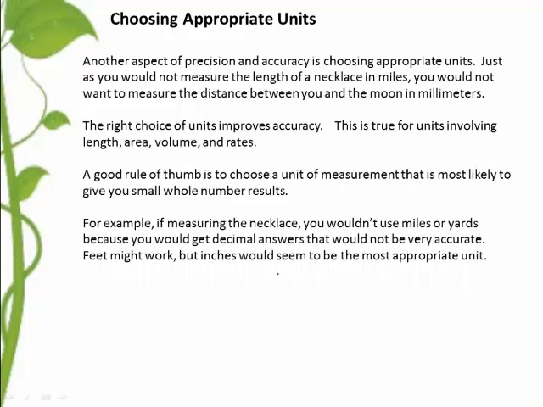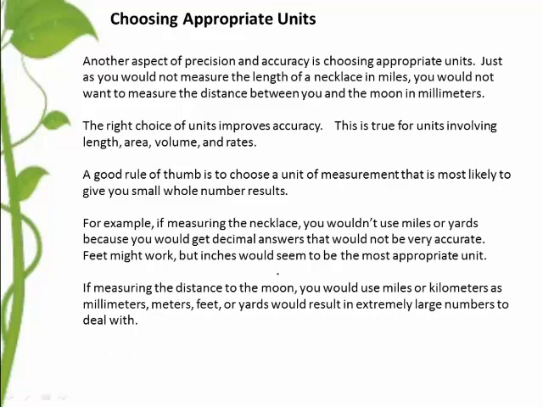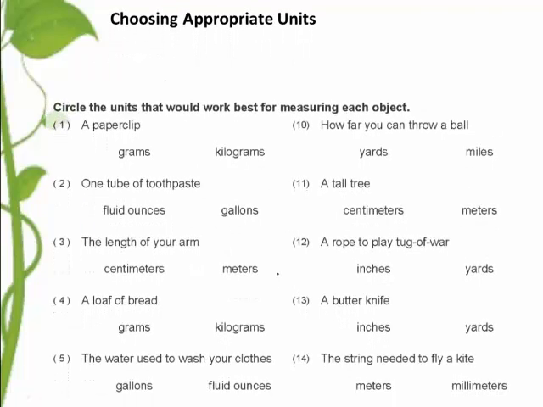So measuring a necklace, we wouldn't use miles or yards because we would get some crazy decimals. We could use feet if it was a long necklace, but inches is probably the most appropriate unit. And if measuring the distance to the moon, we're not going to use miles, or I'm sorry, we're not going to use millimeters, we're going to use miles or kilometers, because millimeters, feet, yards, meters would give us very large numbers, and it would be very hard to measure that distance. So let's choose some appropriate units.